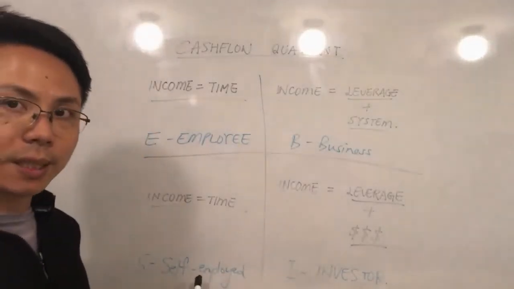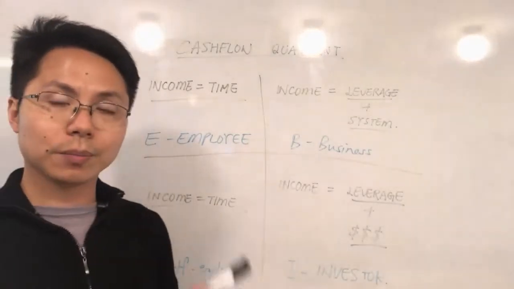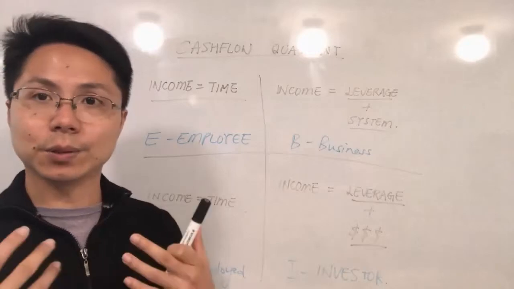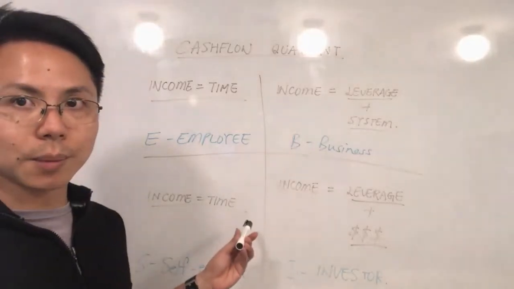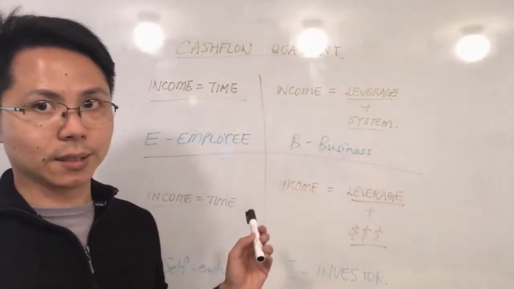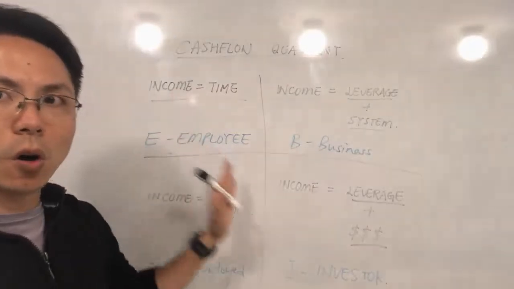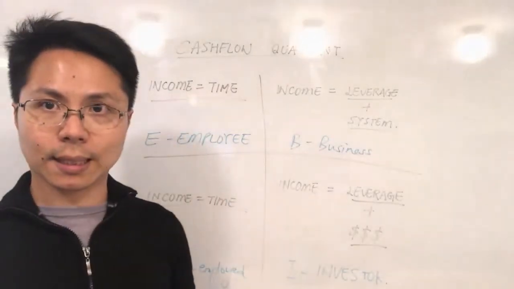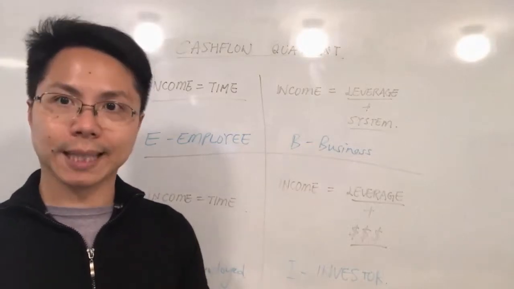Same thing with self-employed. Basically, you own a job. You don't have a boss, you're being employed by yourself, but you still own a job. So your income is again determined by time. Again, that's not ideal, is it? So in summary, we can conclude that the left side of the cash flow quadrant is trading money for time. And that's what we want to get out of.